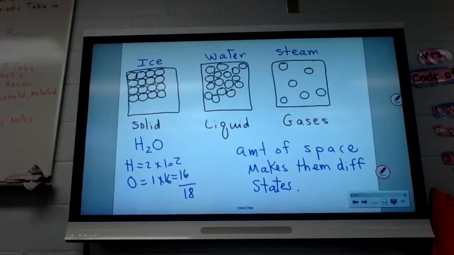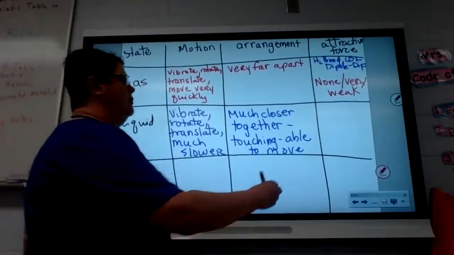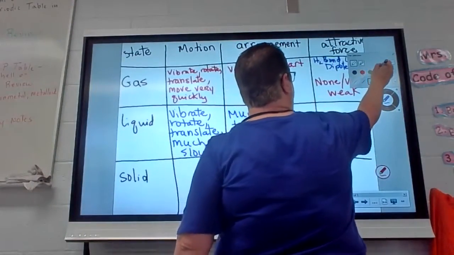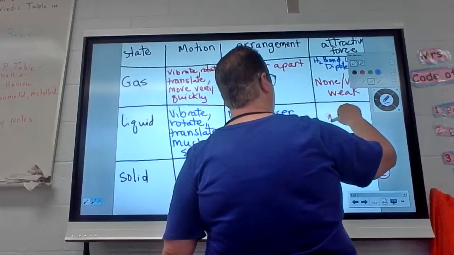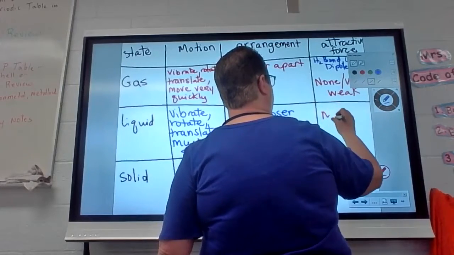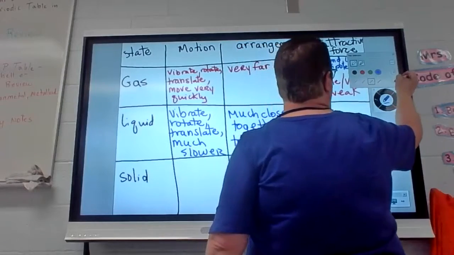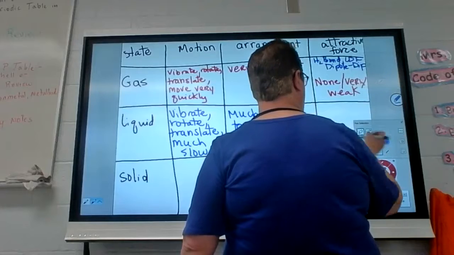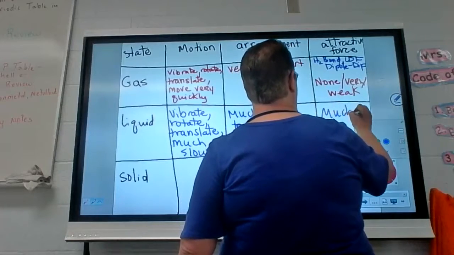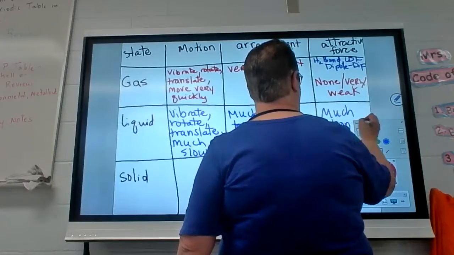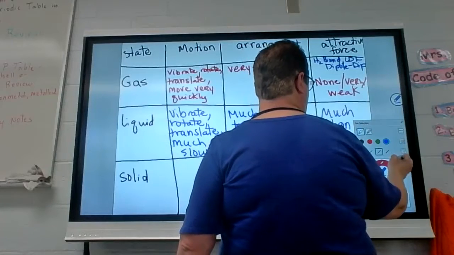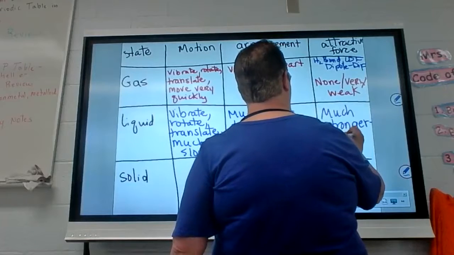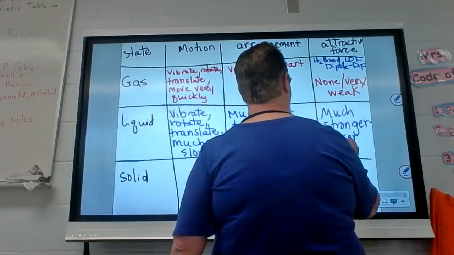Yes, they are. Okay? So here, these will be much stronger. Those are your typical attractive forces: hydrogen bond, dipole to dipole, and the LDF, London dispersion forces. These will be much stronger because they're closer together.